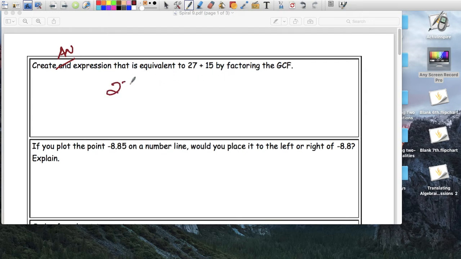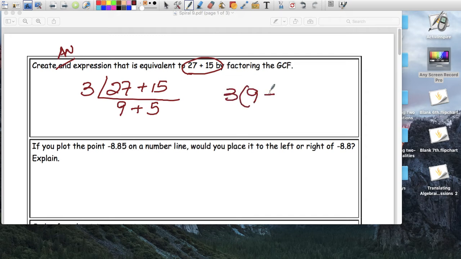So one way of doing this is you can write it like this. Find the greatest common factor. Well, 3 seems to work. 3 goes into 27 9 times, and 3 goes into 15 5 times. Is there any other number that can go in? No. So another way of writing 27 plus 15 is writing it as 3 times the parentheses 9 plus 5.